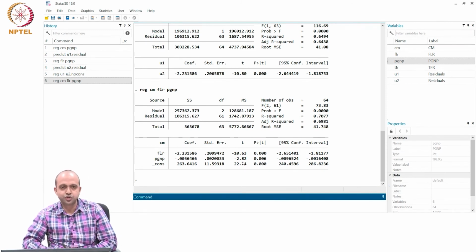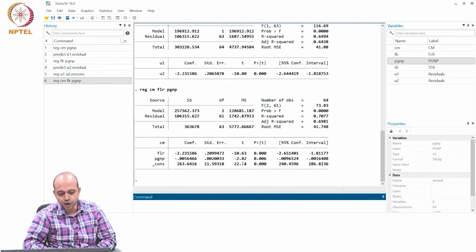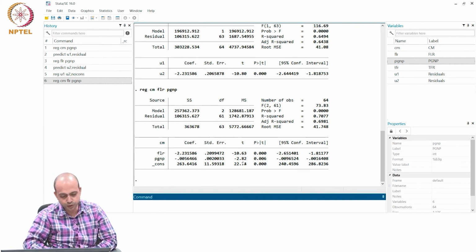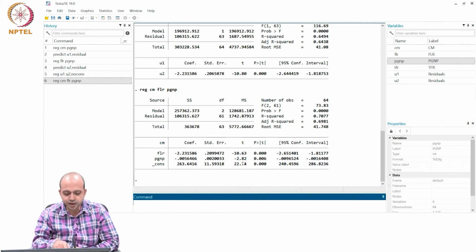Out of this, how much is our model able to explain? 2,57,362.373. That is called ESS, or in STATA's language it is called model sum of square. And what is the remaining? The remaining portion is called residual sum of square or RSS, that is 1,06,315. So that means this minus this. And then again, the corresponding degrees of freedom.